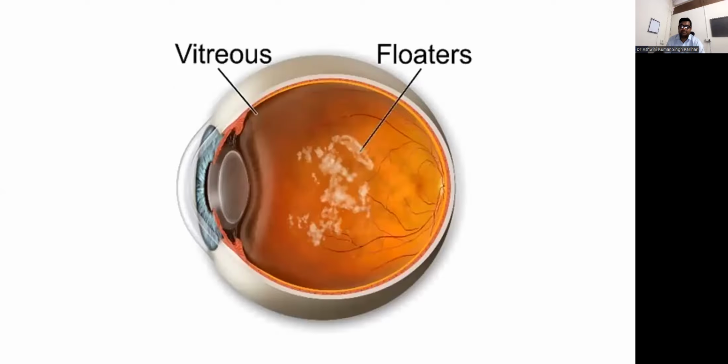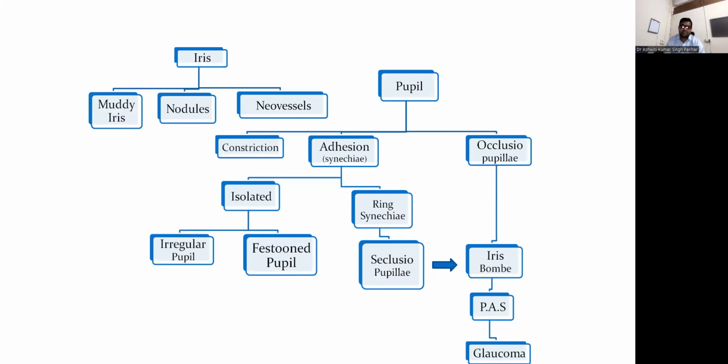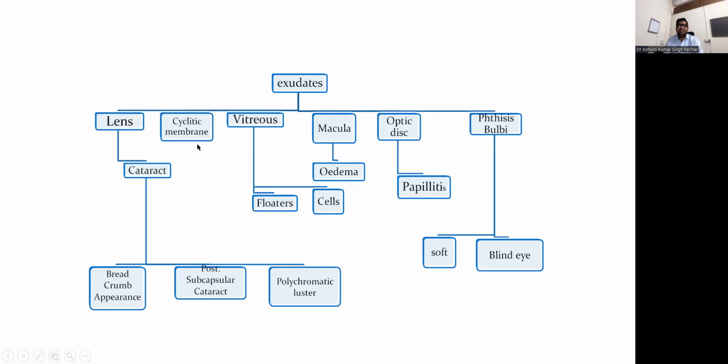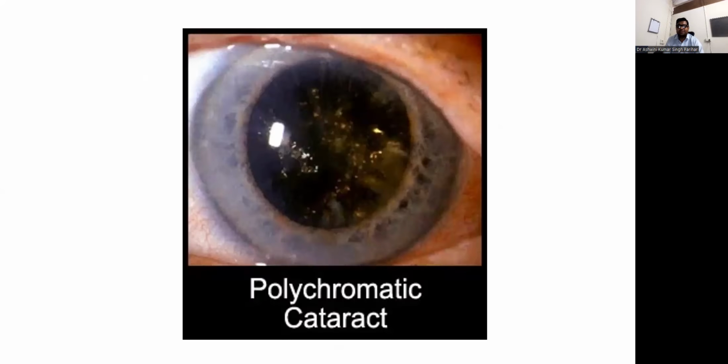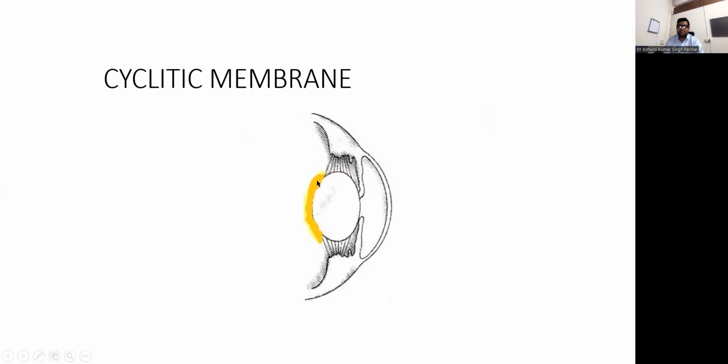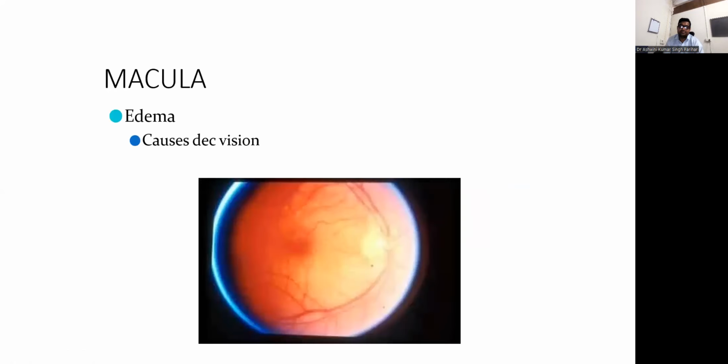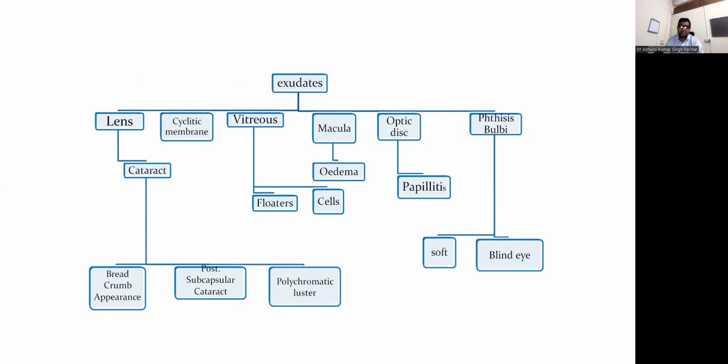I don't have the photos for the cyclitic membrane, which I have shown you in the previous slides. This is the cyclitic membrane, which is found behind the posterior capsule and the lens. When the exudates reach further into the vitreous, there will be either cells and the conditions which I have shown you in the figure will be present. I have shown you how they appear and how the patient will tell.